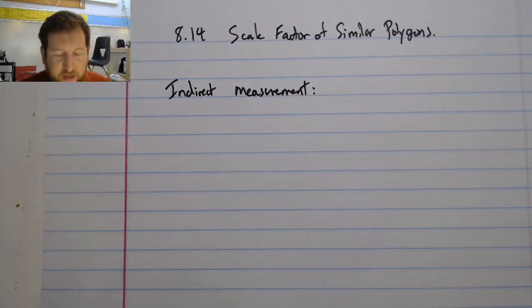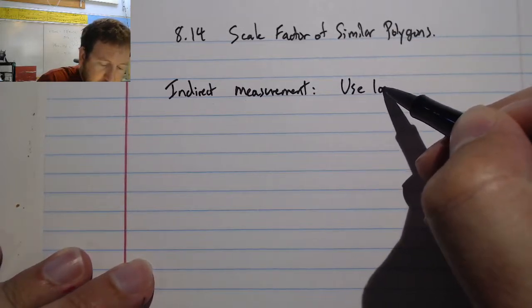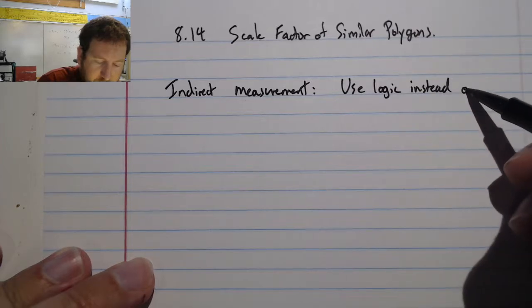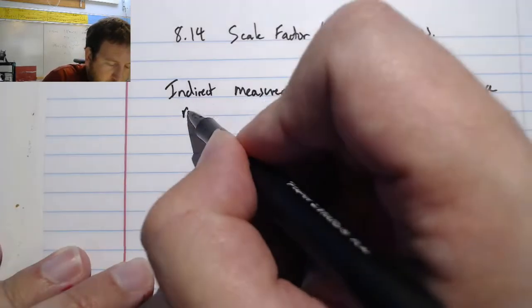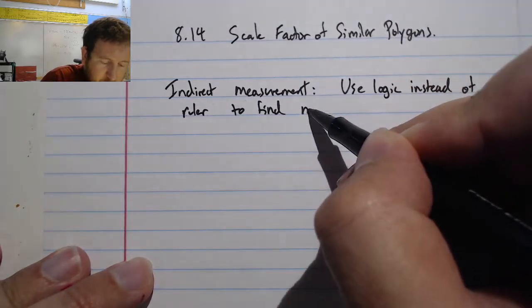So instead of actually getting our ruler out and measuring a shape, we're just going to be using logic to figure out the measurement of sides. So we're going to use logic instead of a ruler to find measurements.